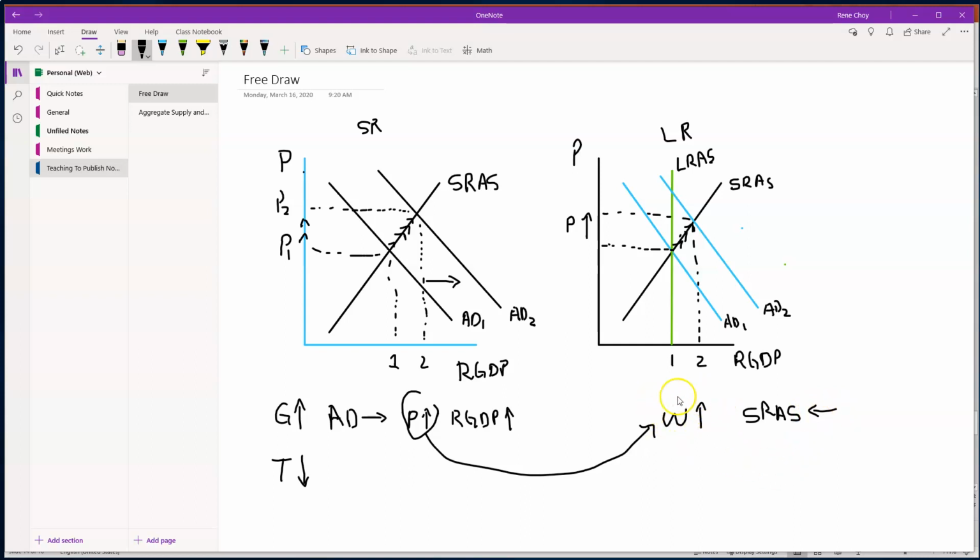Wages basically increase the cost of production because every worker becomes more expensive. And as a consequence of that wage push, that increase in the cost of production makes the short run aggregate supply shift to the left. So we will have to then shift our short run aggregate supply to the left.